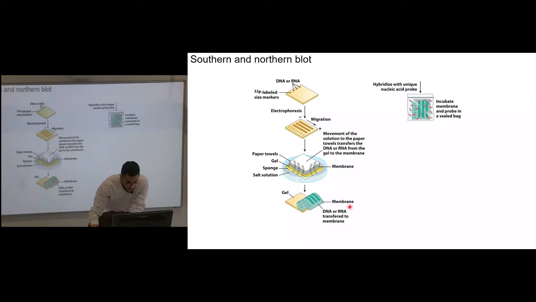Now, you'll put it literally into a bag like this, or some sort of box full of your probe. And the probe is your radio-labeled primer that is specific for your gene. In this case, we would be doing it for insulin, let's say. You run it for a few hours, and then your probe will hybridize with the band that is specific for insulin. And so then you can detect that.